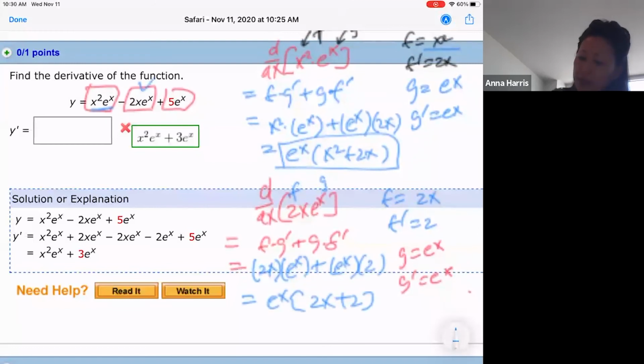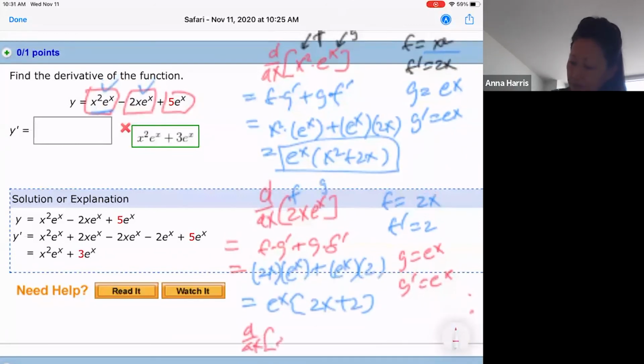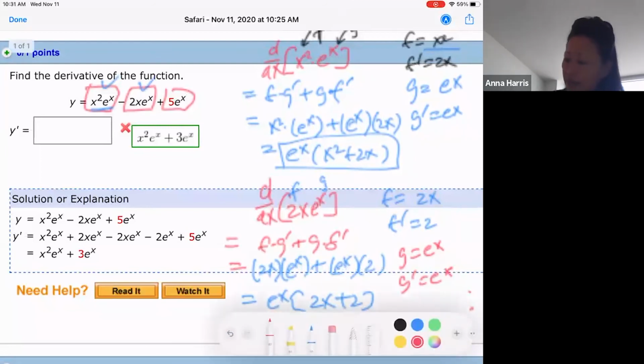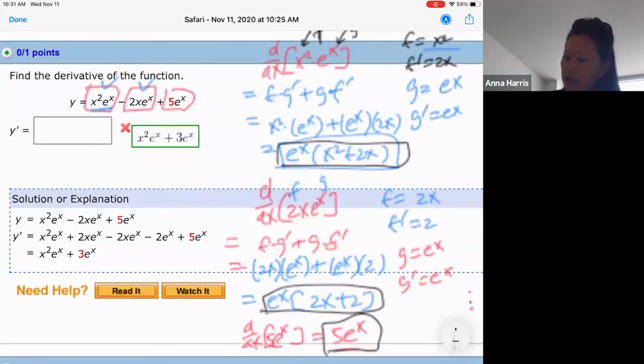So we finished with that part and that part. The last part is just 5, so it'll be 5 e to the x again. So next, the last part. It's just 5 e to the x, exactly the same thing. So we need to combine them. So I have this, and I have that.